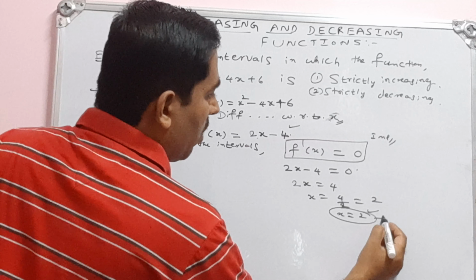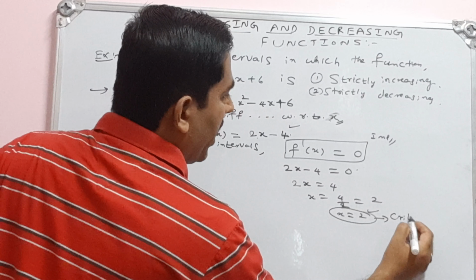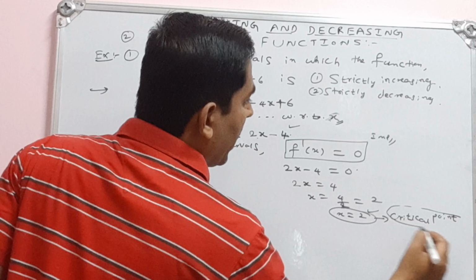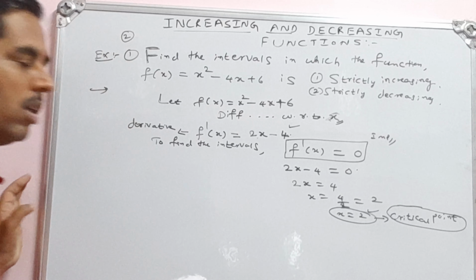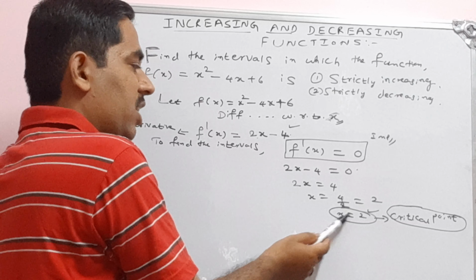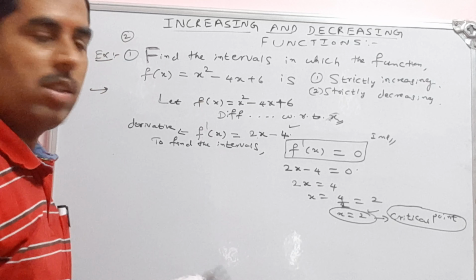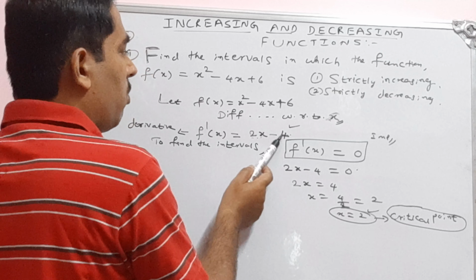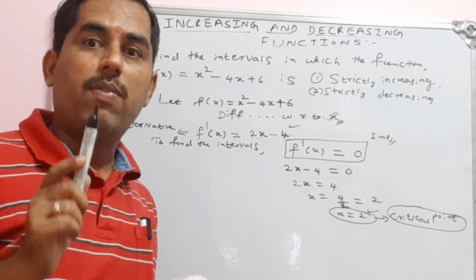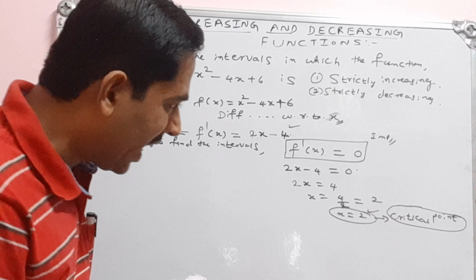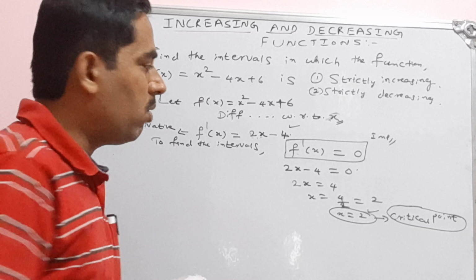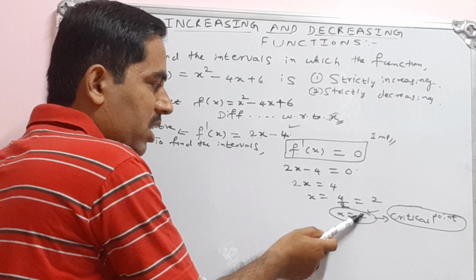Whatever value we get, this is called the critical point. Note down this point here. Critical point means the point at which the derivative is 0. So x is equal to 2 is the critical point. 2 twos are 4, 4 minus 4 gives f dash x is equal to 0. We said the function is constant if f dash x is equal to 0. So to get the critical point, we must equate our first order derivative to 0, then solve for x. So I got x is equal to 2.